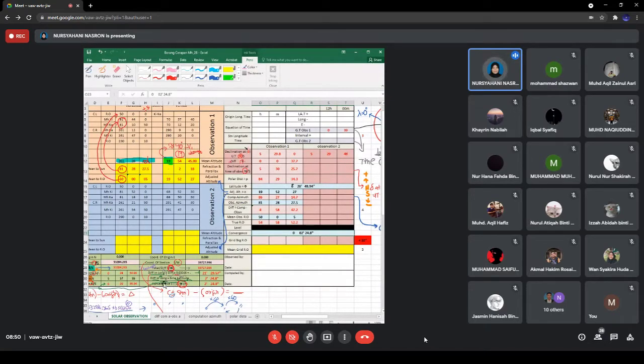You get it from this one. If our convergence is at east, it means you need to put negative 0 degree. At west, positive 0 degree. So kita akan based on this operation sahajalah.